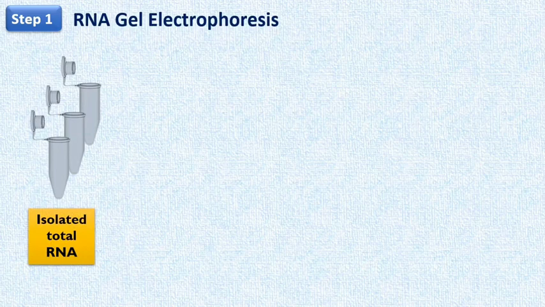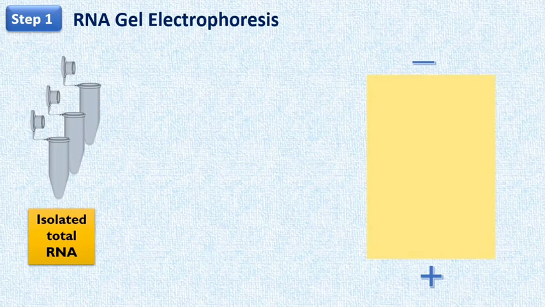The first step in northern blotting is RNA gel electrophoresis. The RNA molecules isolated from cells are separated, according to size, by gel electrophoresis. RNA molecules are negatively charged, so they move from the negative to the positive electrode during gel electrophoresis.